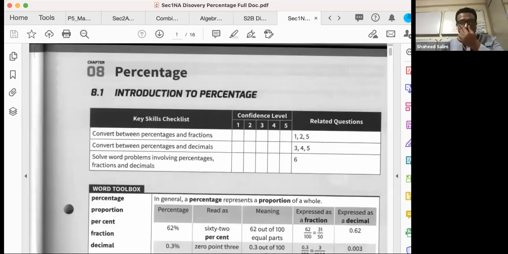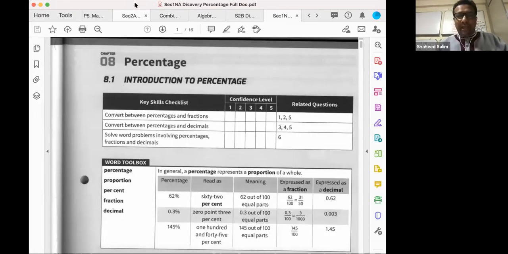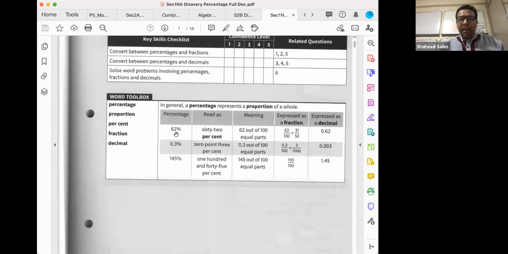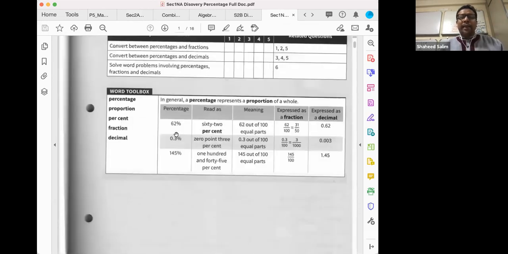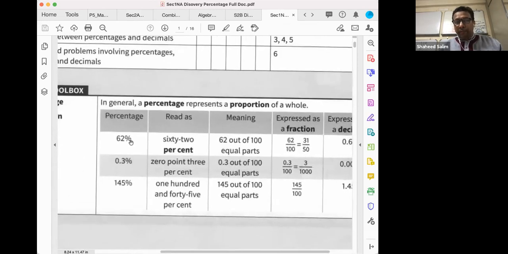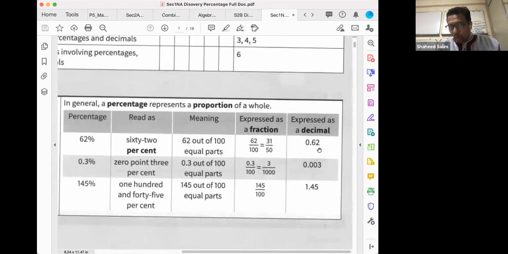Here we go. This is taken from one of your books. So it's percentage and so on. Just for your information, 62% is 62 over 100. You can see the 100 here. This is the same as 0.62. All these are the same.